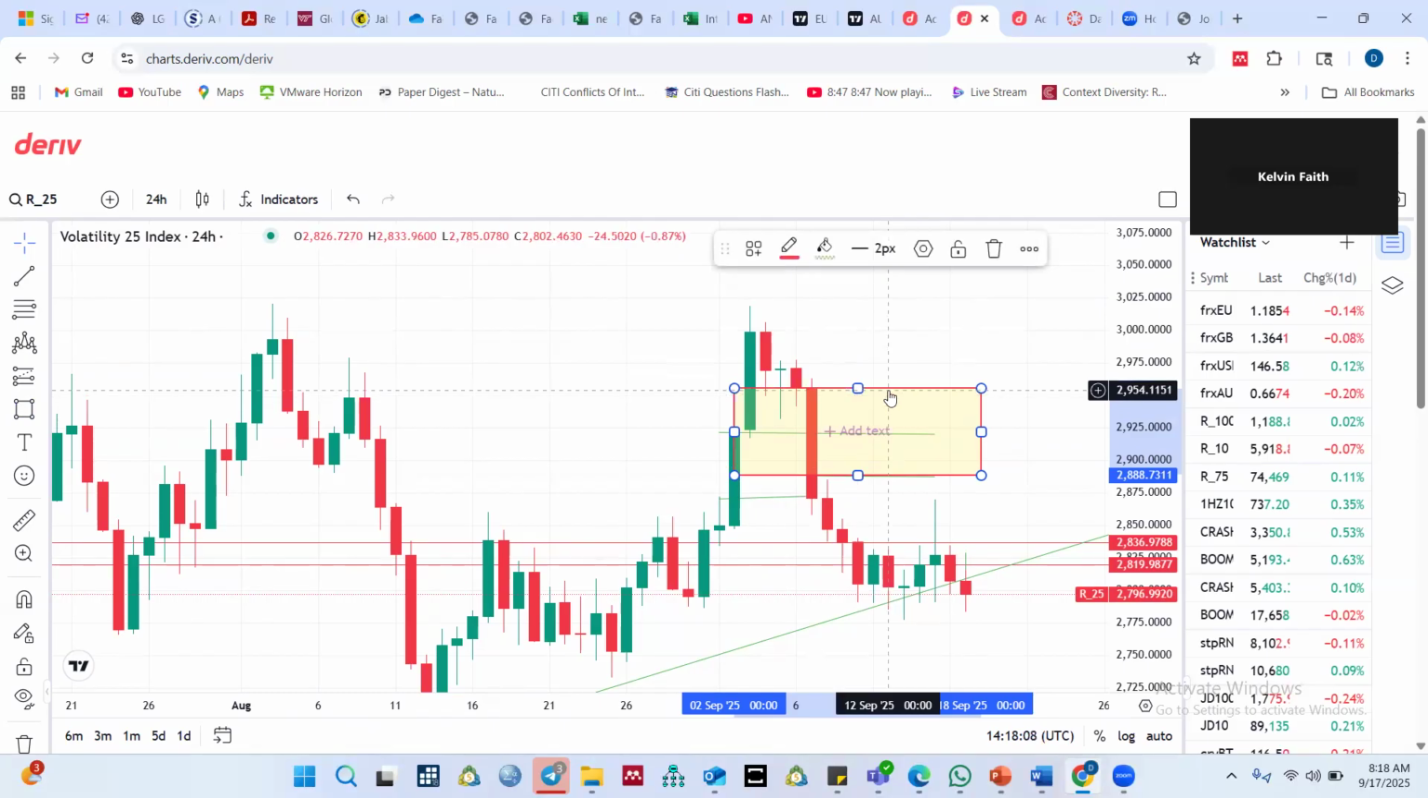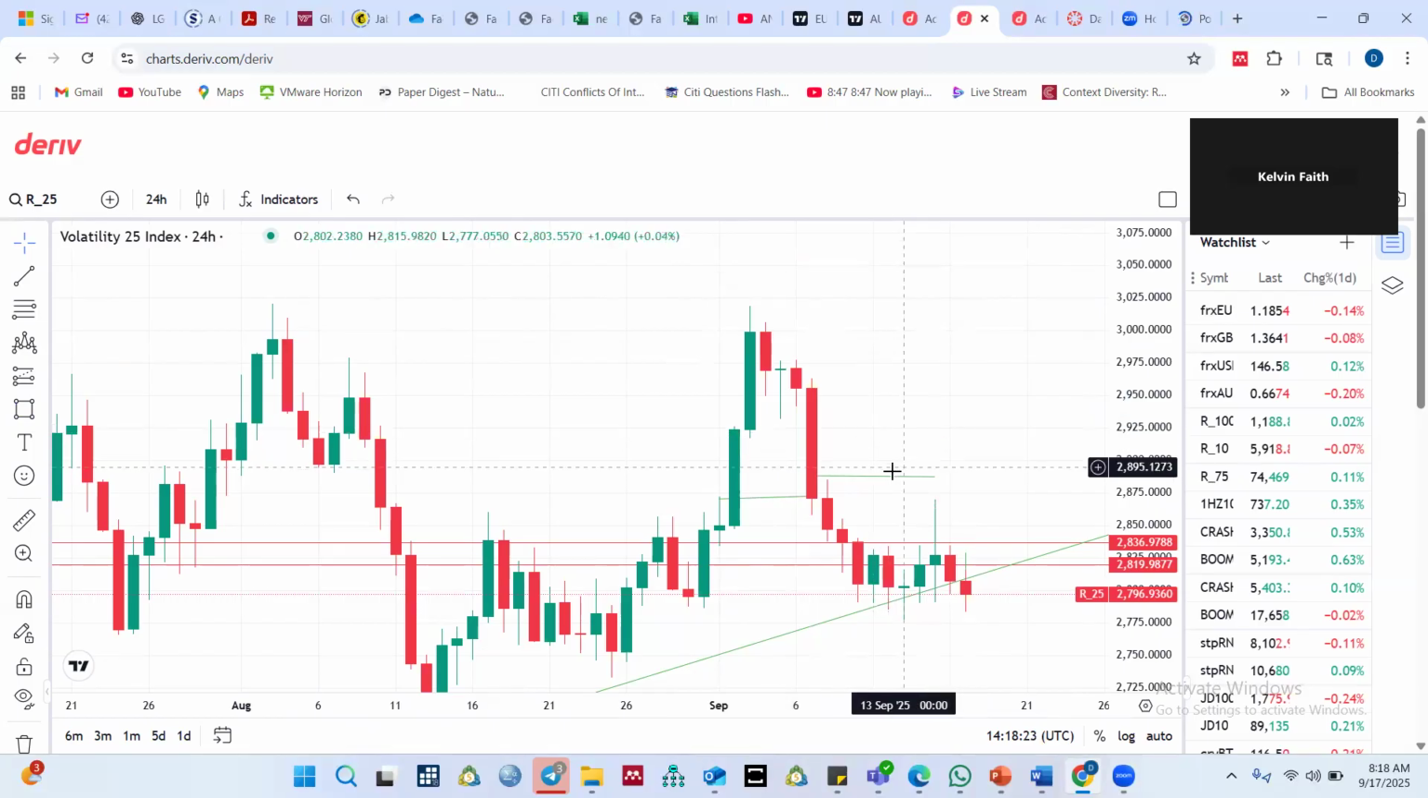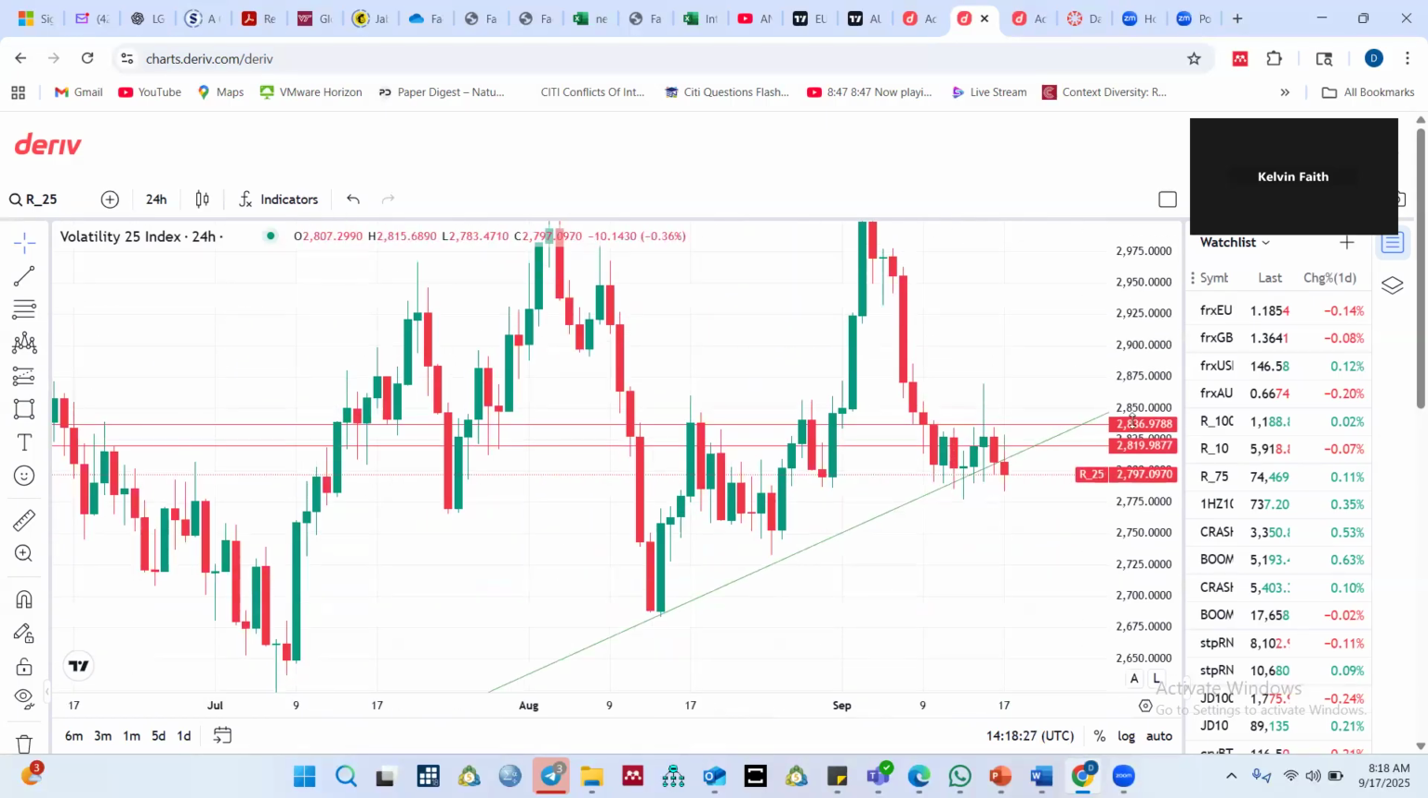So we want to see if price will move up above the trend line and probably target this area of interest or imbalances. So that's one thing that we can be thinking about or looking at.